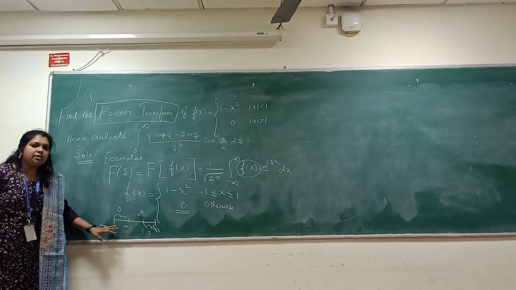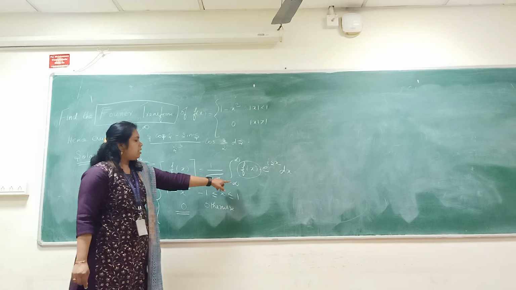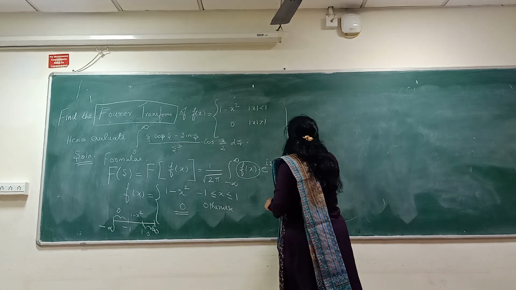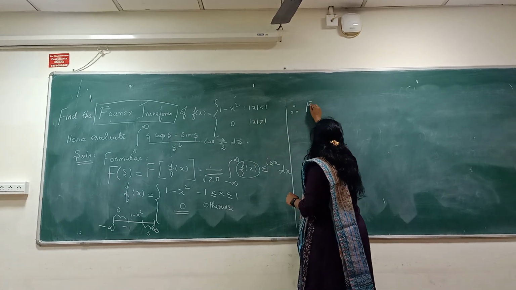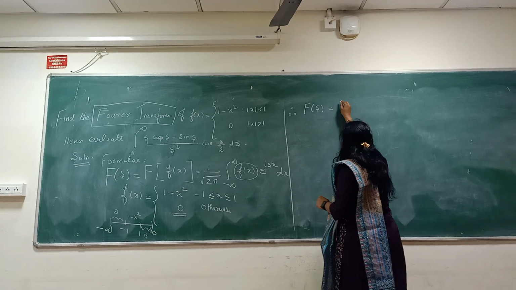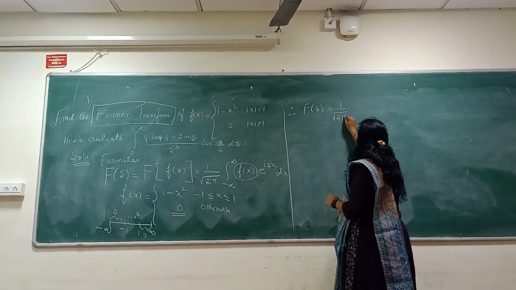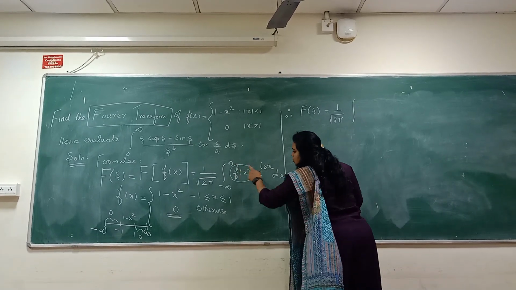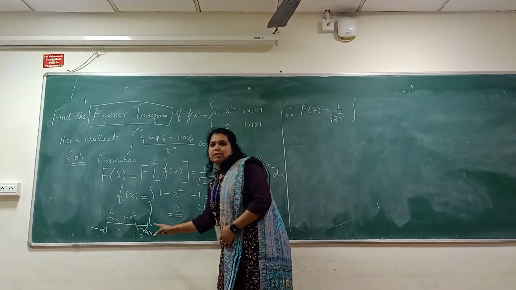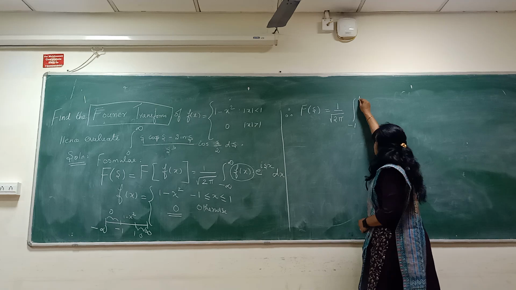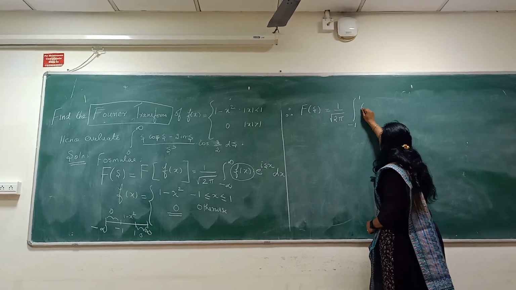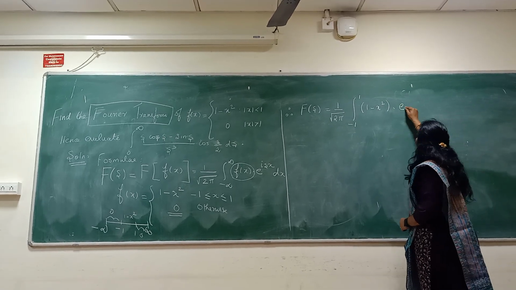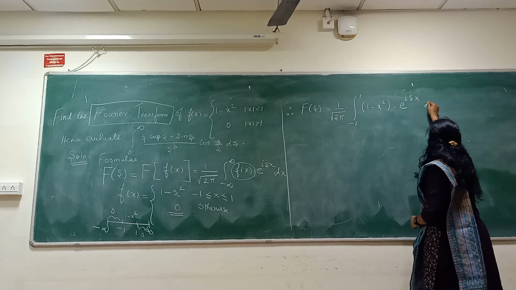So based on this, we are going to substitute the value in the formula. Therefore capital F of s is 1 by root of 2 pi times the integration, which changes from minus infinity to plus infinity into minus 1 to plus 1. f of x is 1 minus x squared, into e to the power i s x dx.